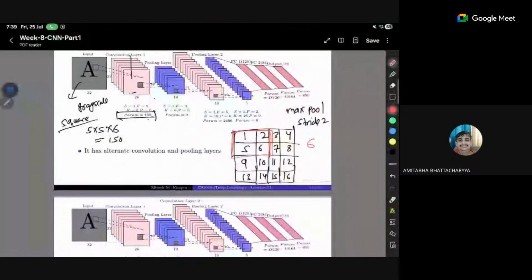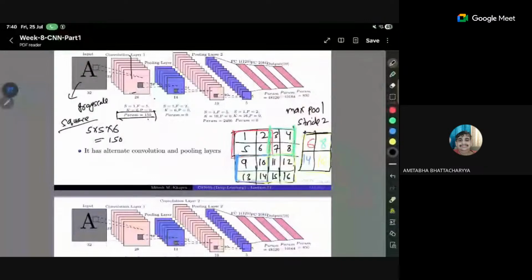Then stride is 2, so from that I'm going to move here. Here the maximum value is 8, so I will write that. From there, I'll move here. Here the maximum value is 14. And then again, the last one will be here, and that is 16. So 16 is my final output. Like this, this is how I'm going to get a max pooling output.